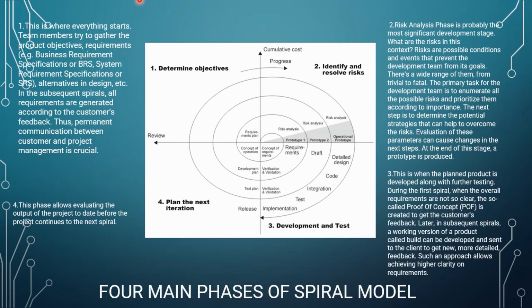Now let's try to understand the spiral model with an example. Suppose we have to build a project where we have to implement 12 different features. So in that case, we will break the project into 4 parts and we will work on only 3 parts in the first round, as you can see this round. So we will determine the objective of these 3 features, then identify the risk, then development and the test.